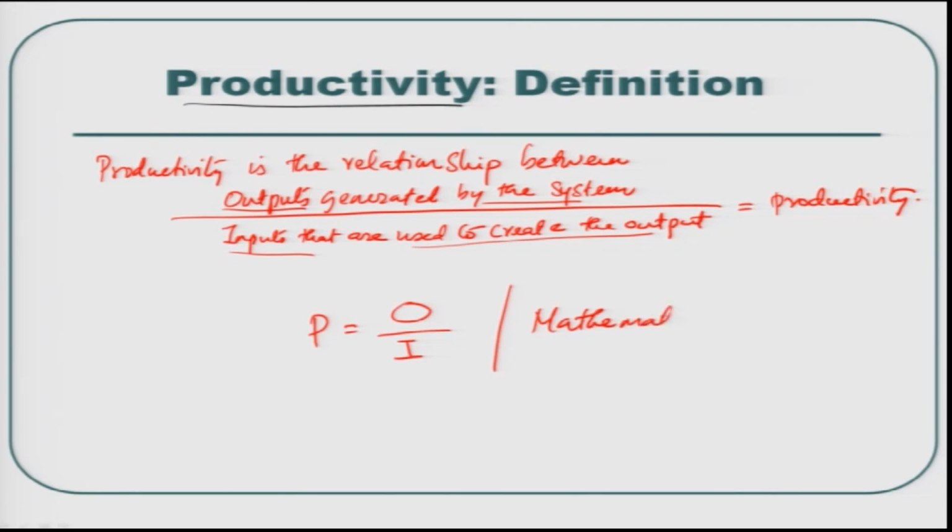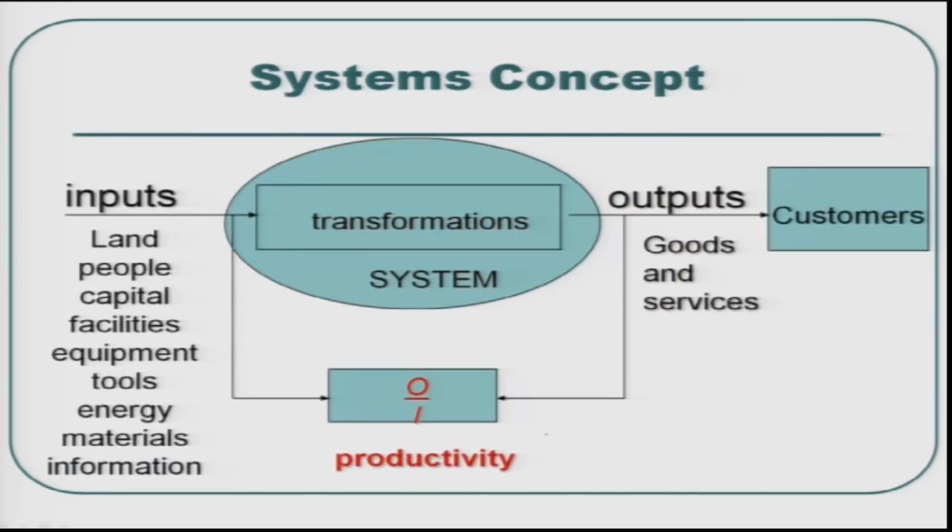So let's keep this to this level, so that when we get into the rest of the class, we would not have any problem with the definition of productivity. It is the outputs that are generated by the system, the ratio of the outputs to that of the inputs that are used to create that output. We term that as productivity. If you look into this, we have an interesting aspect.